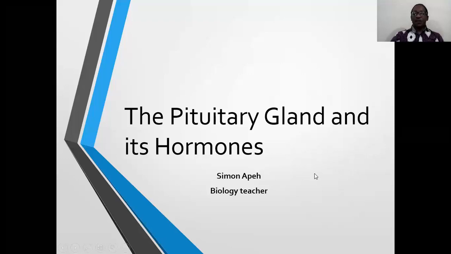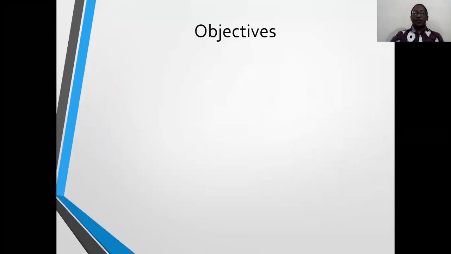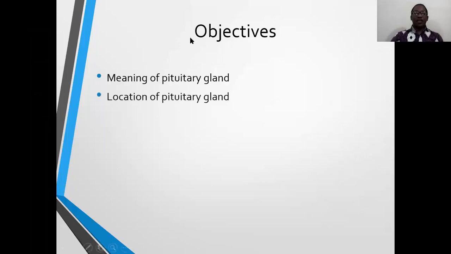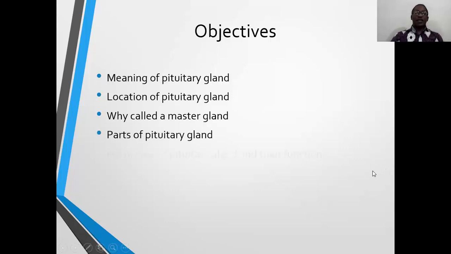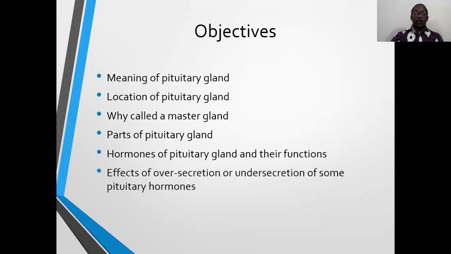The pituitary gland, in my previous discussion, has been identified as a very important gland in the human endocrine system. What are the objectives of this brief lesson? By the end of this lesson, we'll be looking at the meaning of the pituitary gland, the location of the pituitary gland, why it is called a master gland, and also parts of the pituitary gland. And finally, you should be able to identify the hormones of the pituitary gland and their function. It will also be good for us to look at the effect of oversecretion and undersecretion of these hormones of the pituitary gland.